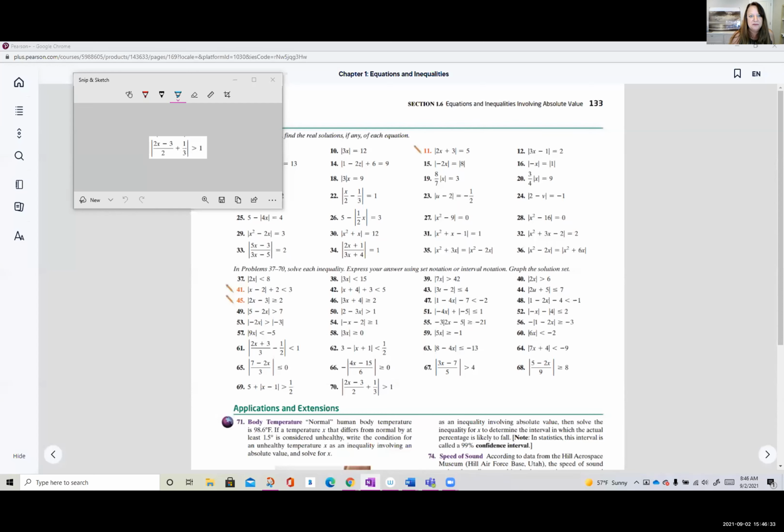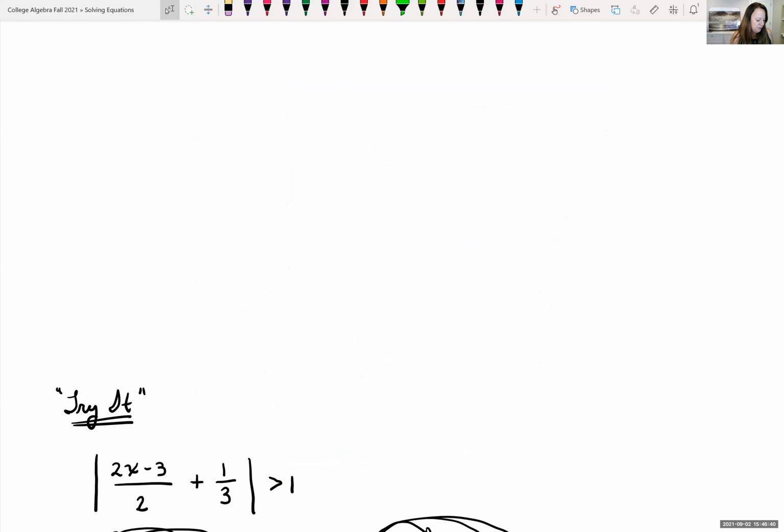Okay, so let me actually go back to my screen. You had a chance to work on it, and now let's walk through it. I've already done it on my page. I'm just going to scroll it up and we'll walk through each step. Right now we have the absolute value by itself. And so we can drop the inequality. It's a greater than sign.